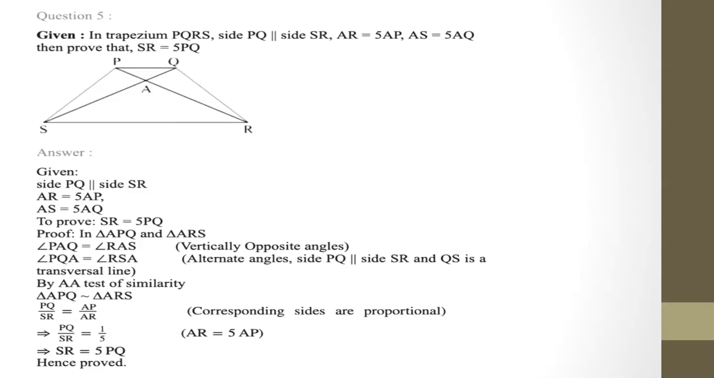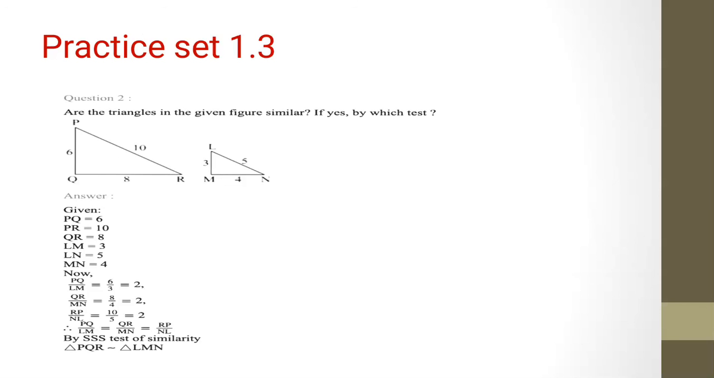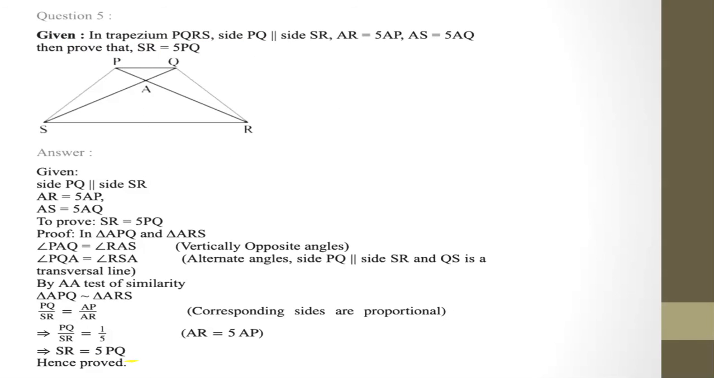Okay, therefore the two triangles become similar by AA test of similarity. So triangle APQ is similar to triangle ARS. Now we are going to write corresponding sides of similar triangles, that is PQ upon SR is equal to AP upon AR. Okay, now PQ upon SR will be equal to 1 upon 5. Why? Because AP and AR are in the ratio 1:5. SR is equal to 5PQ. After arranging this, hence it is proved.